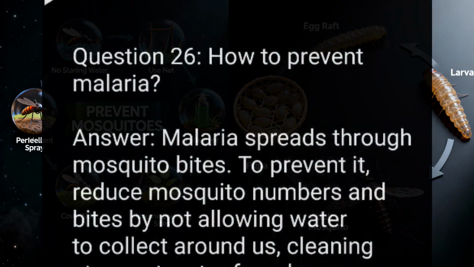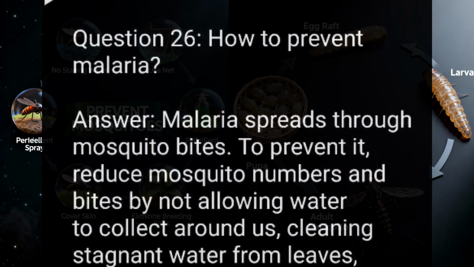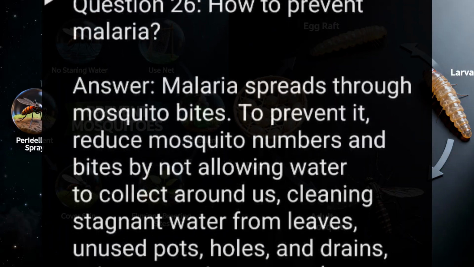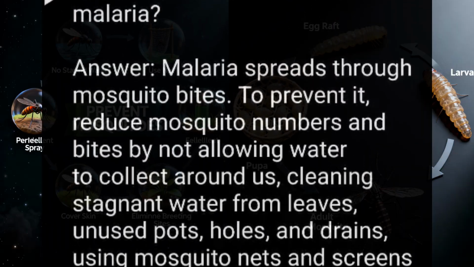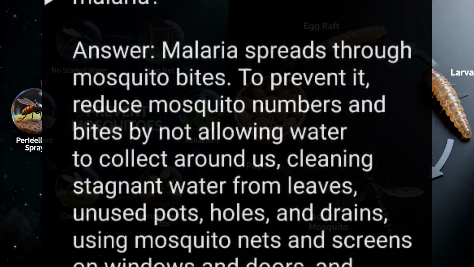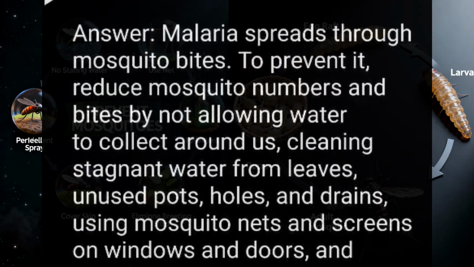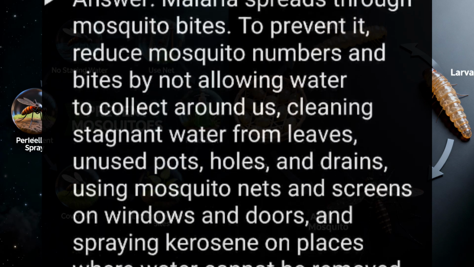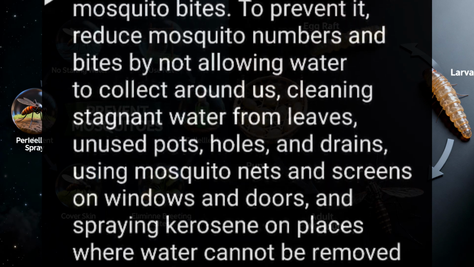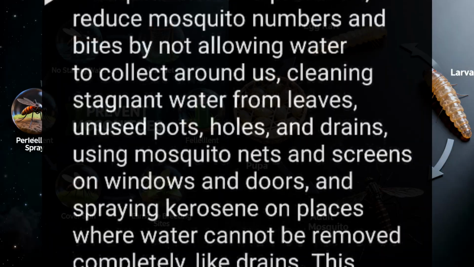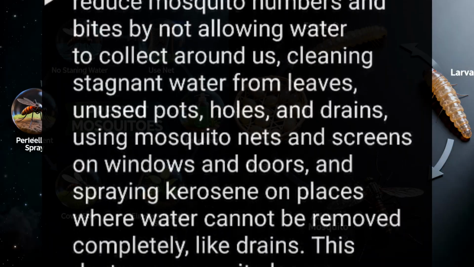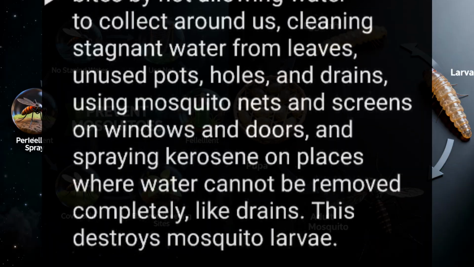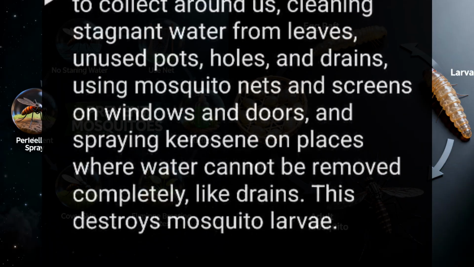Question 26. How to prevent malaria? Answer. Malaria spreads through mosquito bites. To prevent it, reduce mosquito numbers and bites by not allowing water to collect around us, cleaning stagnant water from leaves, unused pots, holes, and drains, using mosquito nets and screens on windows and doors, and spraying kerosene on places where water cannot be removed completely, like drains.